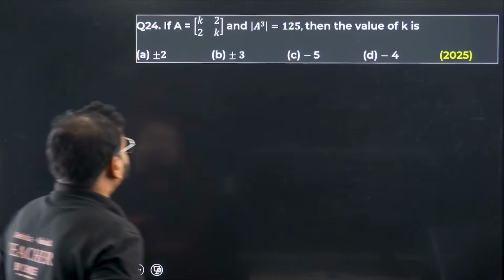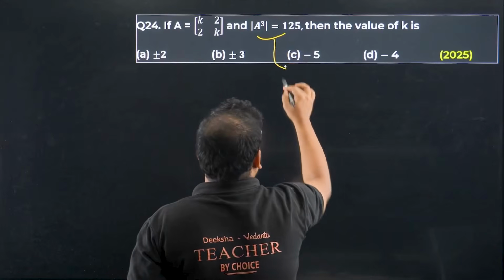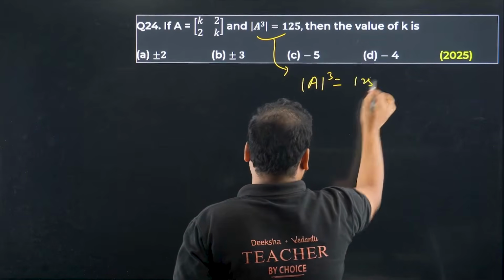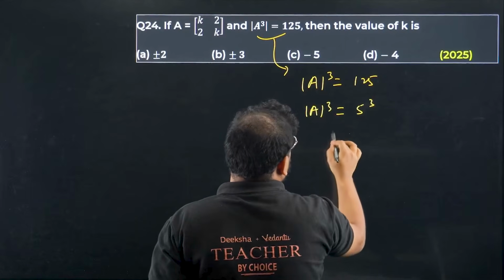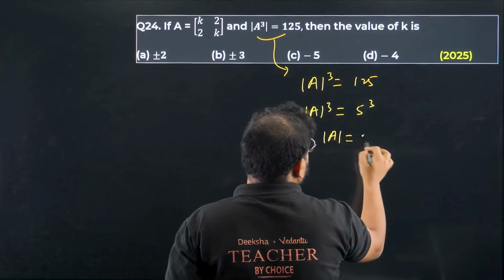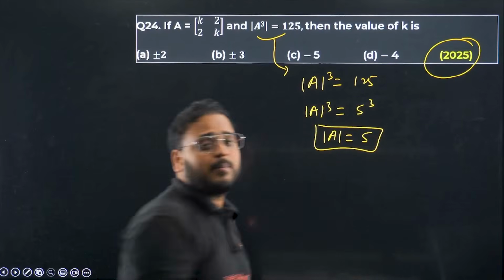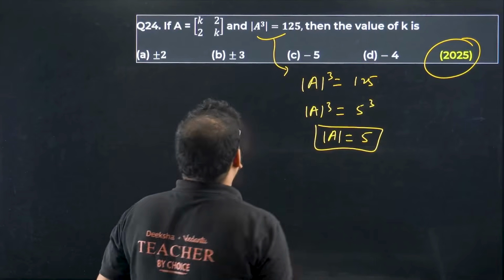24th we'll solve now. From here, please take, we get determinant A cube. It means it will become 5 cube over here. Determinant A cube, it means this value is 5. This is a PYQ from the 2025 paper, the last year paper, basically this year's KCET paper. I get A value as 5.